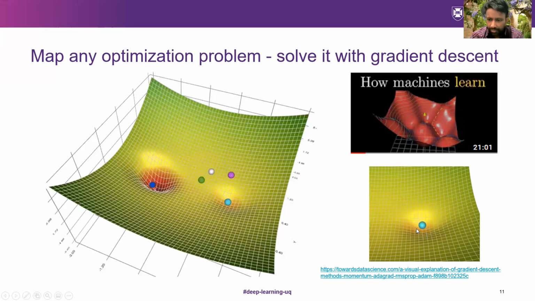So we move the ball slowly towards the lowest point, which is the best result we can get for our neural network. And we do that by using the gradient of the slope, which ends up being this idea of gradient descent. So we descend down this slope.